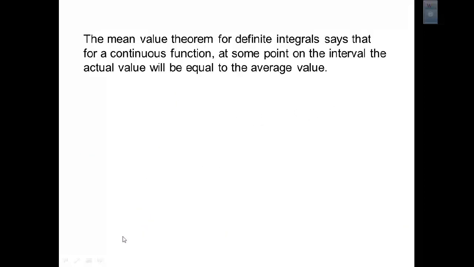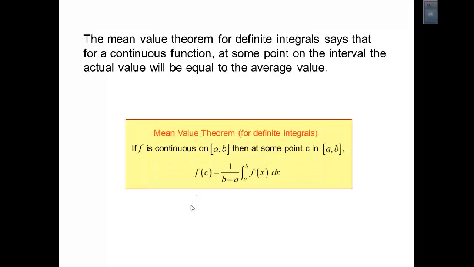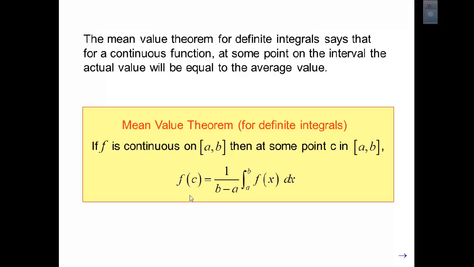Now, this mean value theorem is also one where the function has to be continuous. So there is your mean value theorem for definite integrals. If f is continuous on the closed interval from a to b, then at some point c in a to b, f of c, the function value itself, has to be equal to the average value that we were calculating.